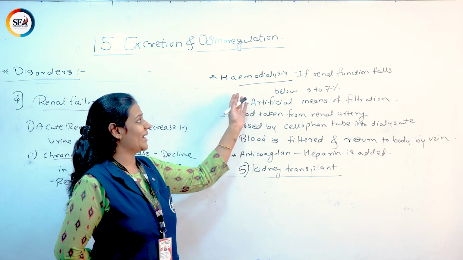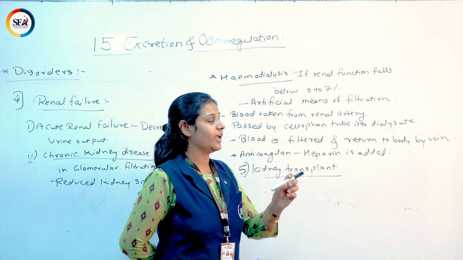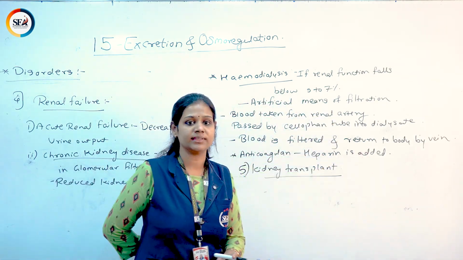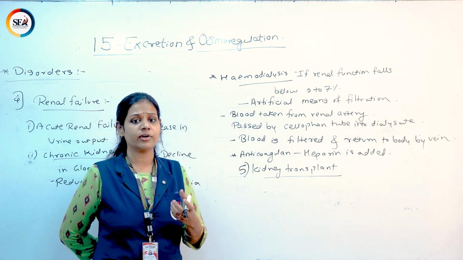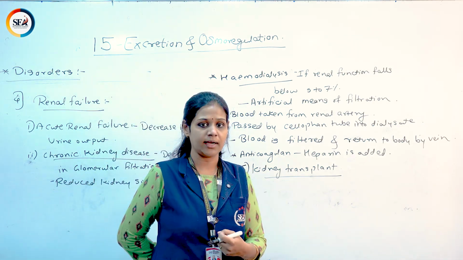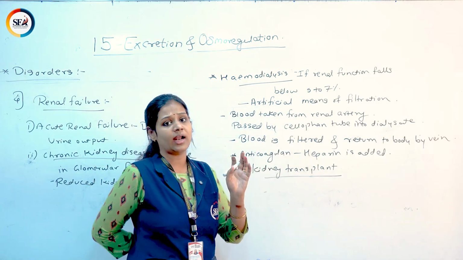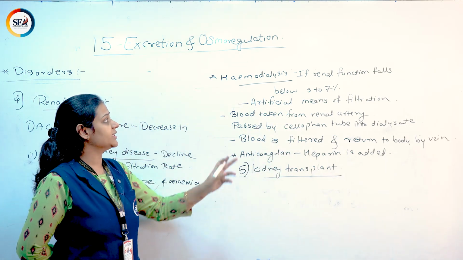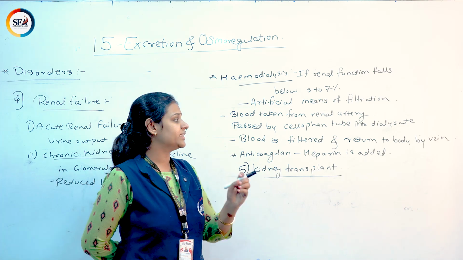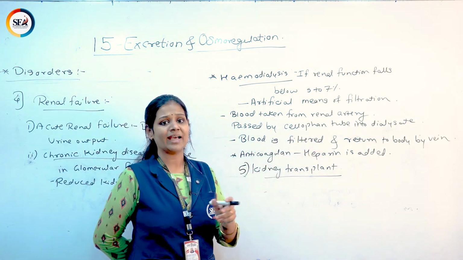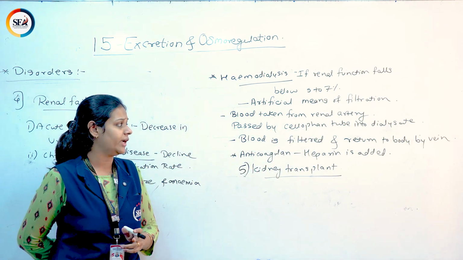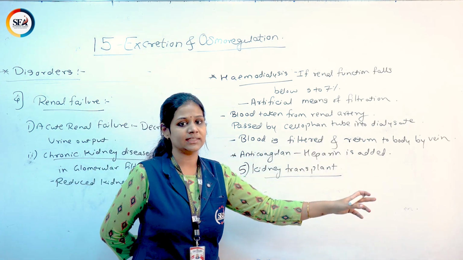Next is hemodialysis. If the renal function falls below 5 to 7%, then there is beginning of accumulation of harmful substances in the body. That is why there is the need for an artificial means of filtration, which is carried out by hemodialysis. Blood is taken from the renal artery, it is passed through the cellophane tube, which is a coiled tube, and it is passed into the dialysate.